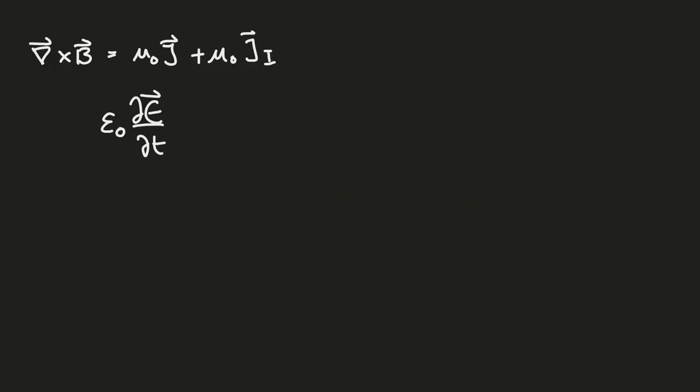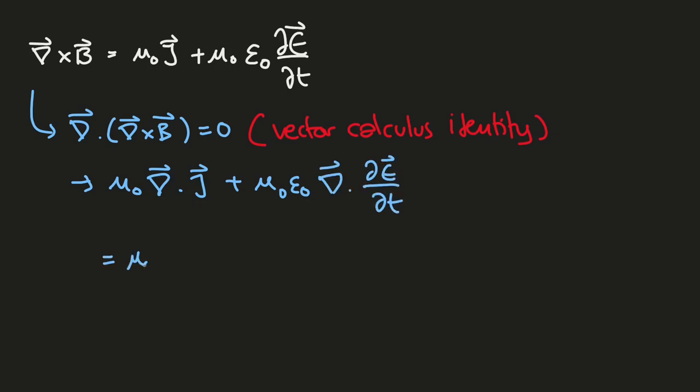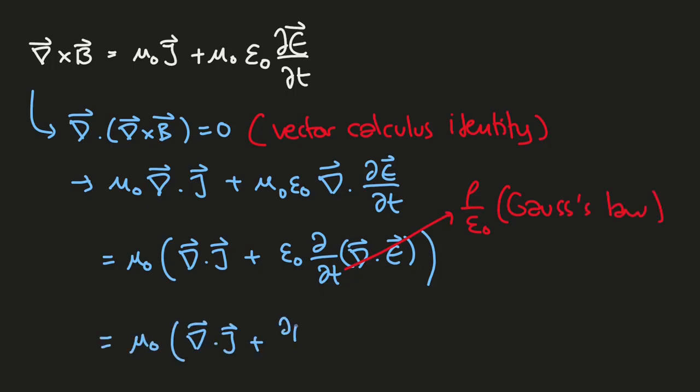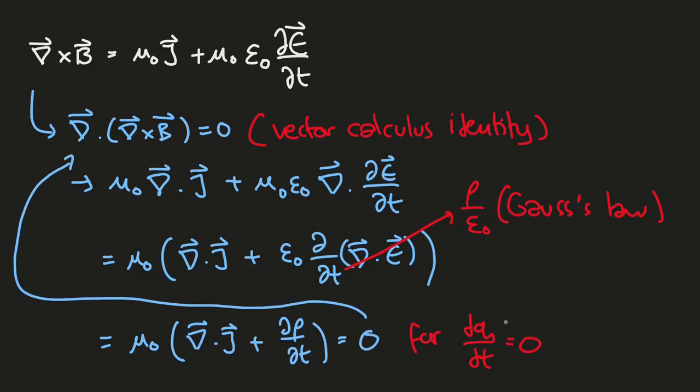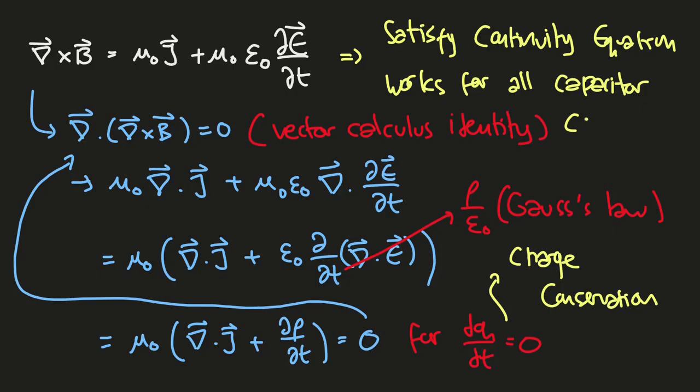And then after substitution, let's check this equation. The left-hand side, of course, equals 0 by the vector calculus identity, and for the right-hand side we take the divergence of each term. The second term is related to Gauss's law, which relates to charge density, and then we get this equation for charge conservation, where the derivative of Q with respect to time equals 0, so this equation leads to 0 as charge conservation. Our new equation again satisfies the continuity equation and works for all capacitor conditions.